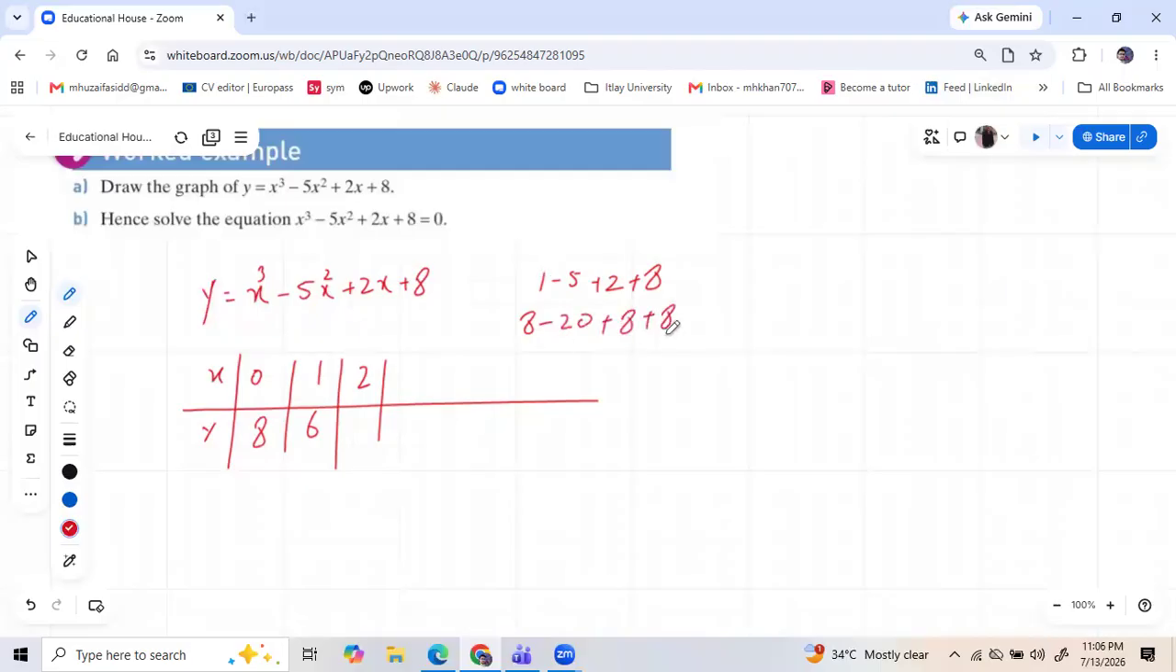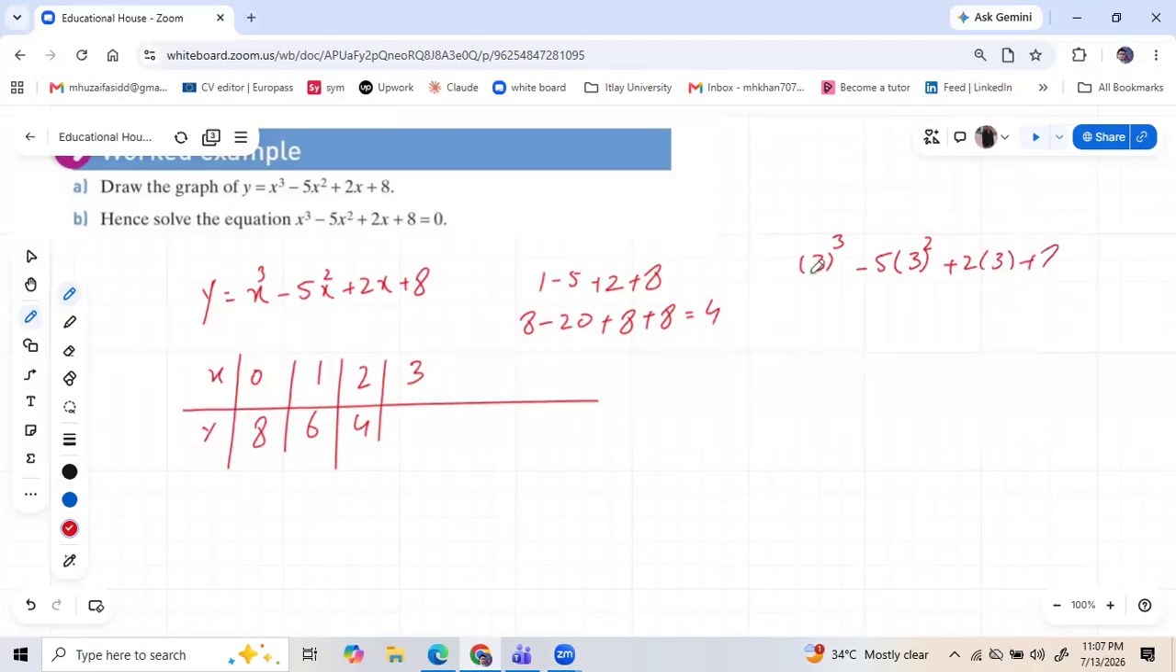So look at it here. This is 8 plus 8, this is 16, minus 20 plus 8. This is 24 minus 20, this gives us plus 4. Then we are setting 3. So we are taking some sketch. 3 cube minus 5 into 3 square plus 2 into 3 plus 8.